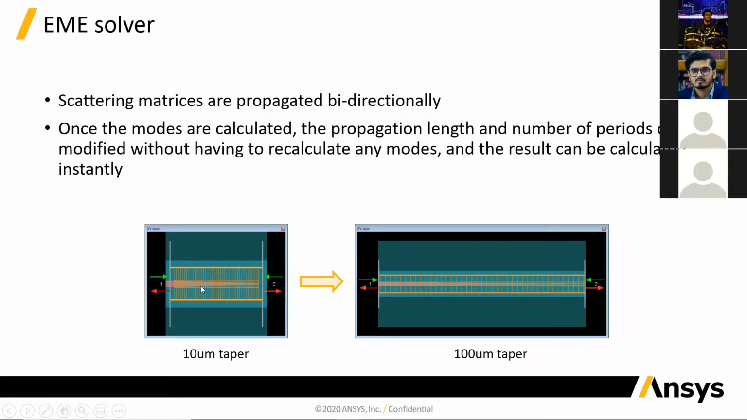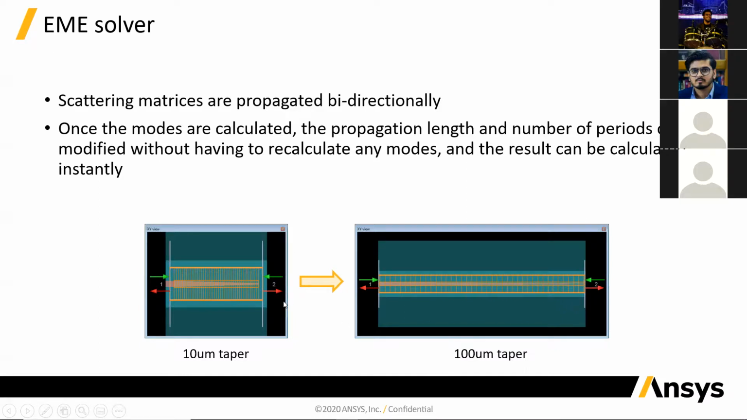And then with EME, you can change the distance between those sections, and you can easily calculate what would be the propagation of light if the overall length is 10 micron versus what will happen if the overall distance is 100 micron. You can see that the number of cross sections that we have here is the same between this case and this case. It's just that you're spacing them further away from each other.